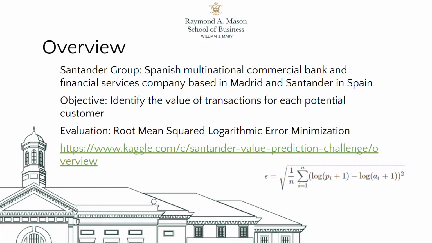This means anticipating customers' needs in a more concrete but also simple and personal way. With so many choices for financial services, this need is greater now than ever before. To summarize it, the objective of this project is to identify the transaction value of each potential customer. The metric to be used is going to be measured in minimizing the root mean squared logarithmic error. And the link for the Kaggle competition is right on the screen.